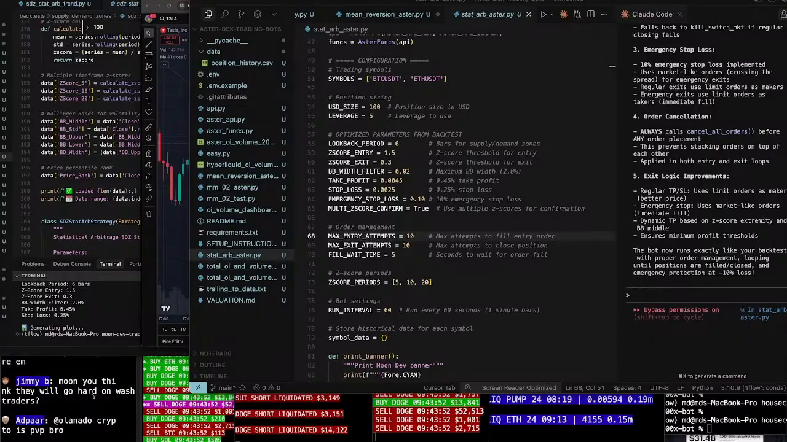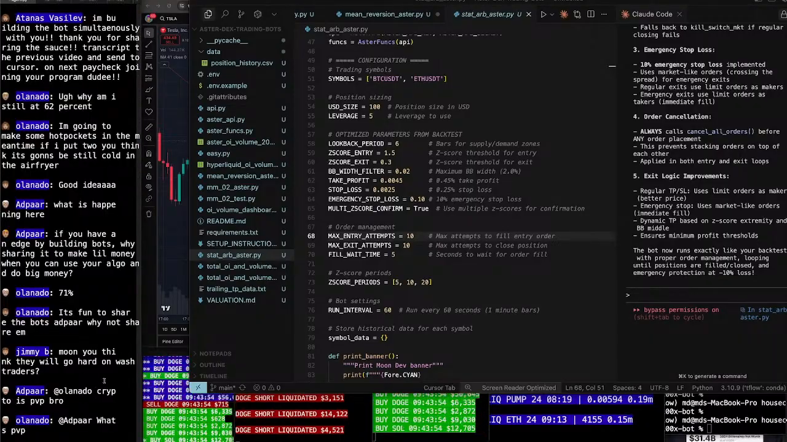Crypto is PvP, bro. Moon, you think they will go hard on wash traders? I don't know. I wouldn't wash trade though, just because you can just trade regularly. I don't even know what the definition of wash trading is. Is it just buy real fast and sell really fast? Who knows though? Is that what you're doing? You're just like clicking buy and then sell real fast, or what's your current strategy?